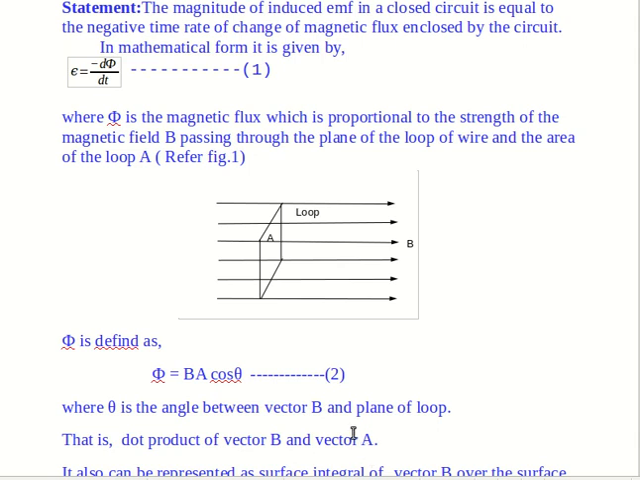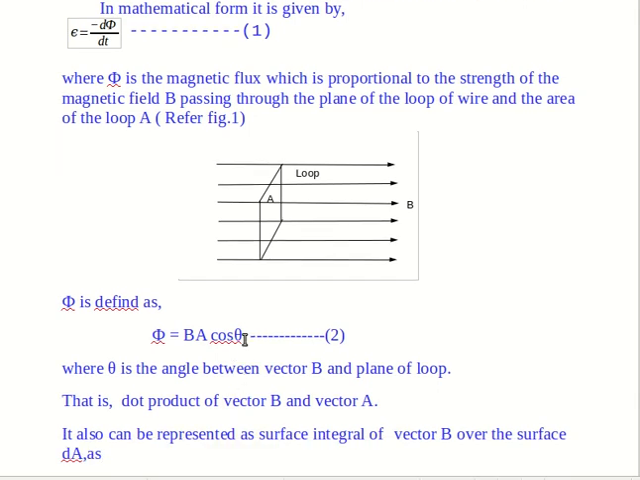Now one more confusing fact is here. The plane of the loop we are observing here is normal to B, but the angle between the normal to the loop and the magnetic field B is 0. That is, when this angle theta is 0, then phi will be maximum. Like this, depending on the value of theta, one can get an idea about phi.